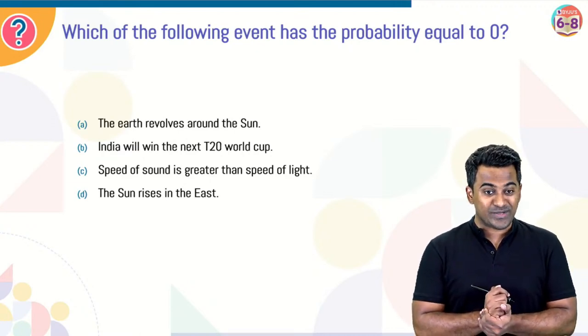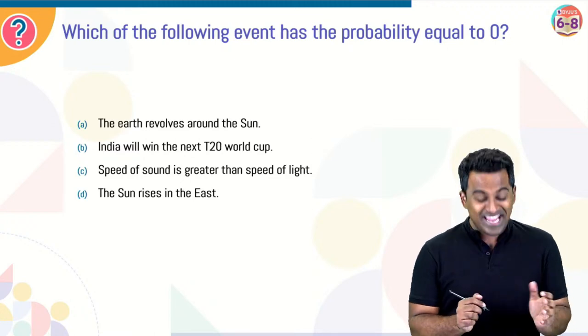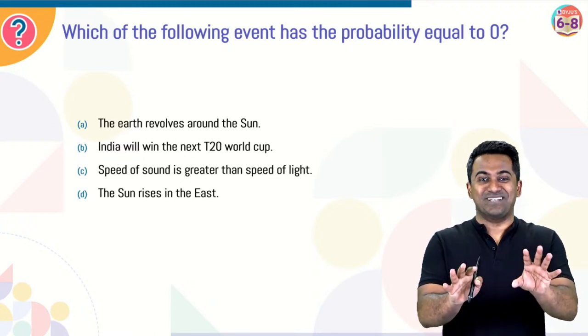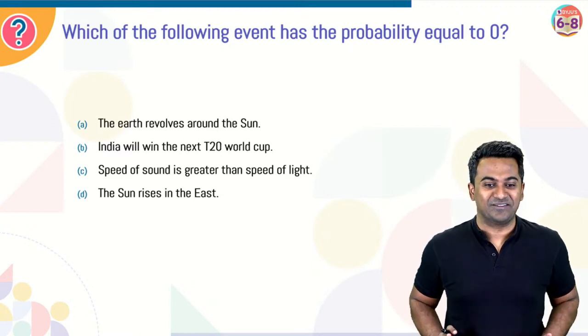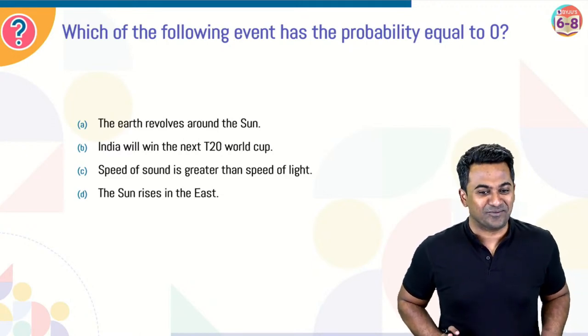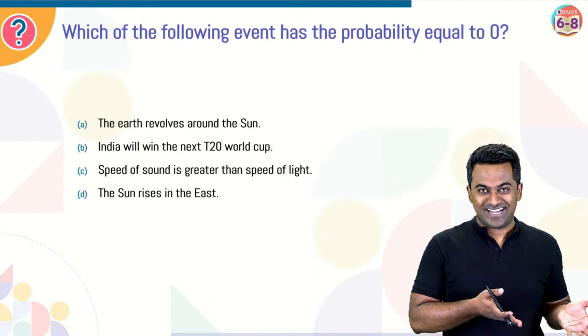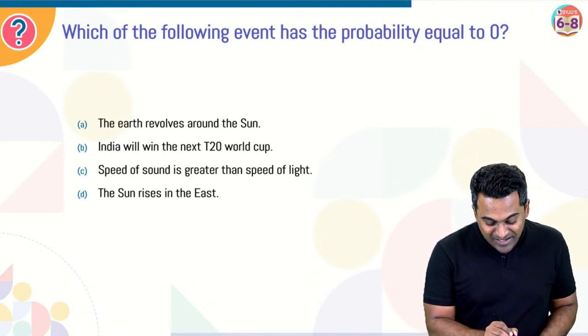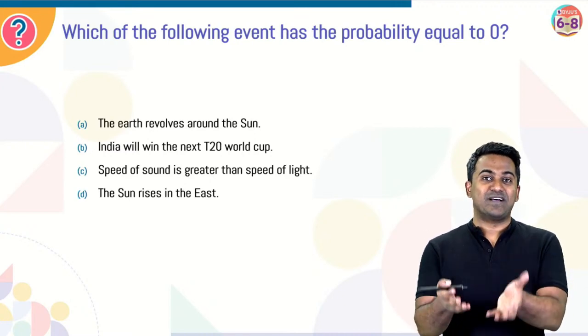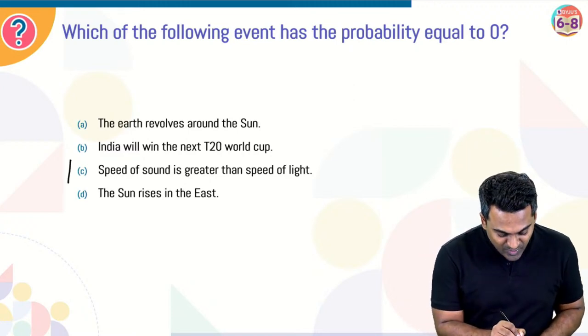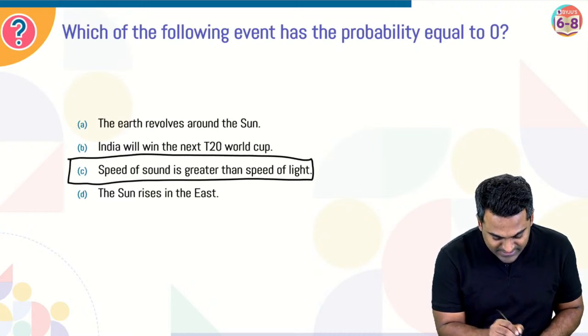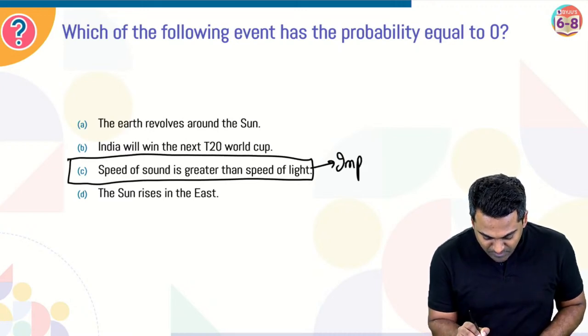Hari says C. Shweta has said B. Alright, there is quite a big possibility that India may win the next World Cup. We can never be certain about it. Alright, that was funny, by the way. C is going to be right, out of all the options that I've given you here, because we know light travels faster than sound. So the speed of sound greater than the speed of light is going to be impossible. Yes, so this is impossible.